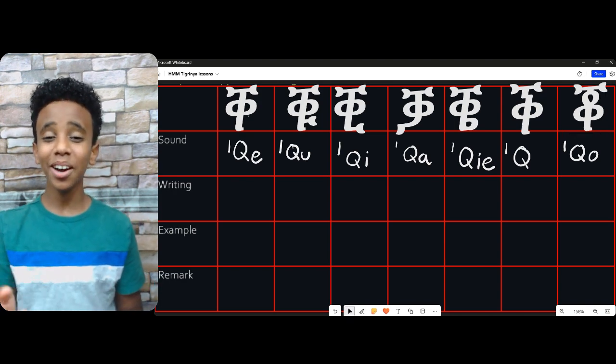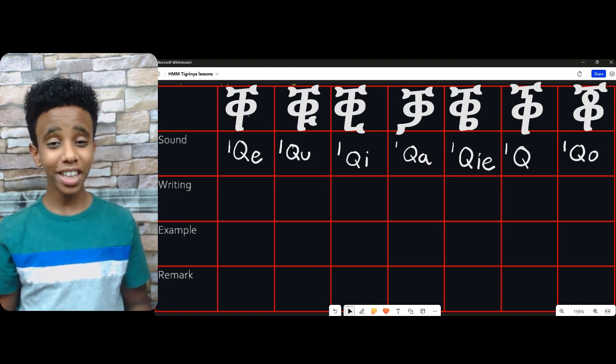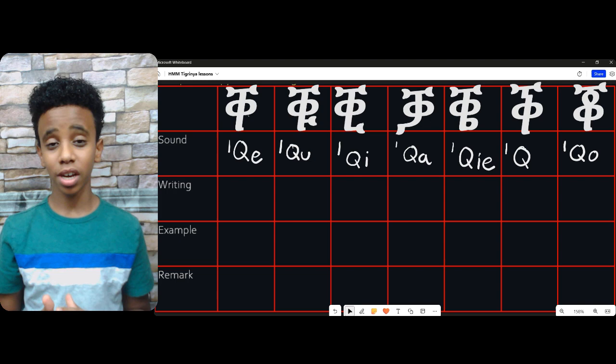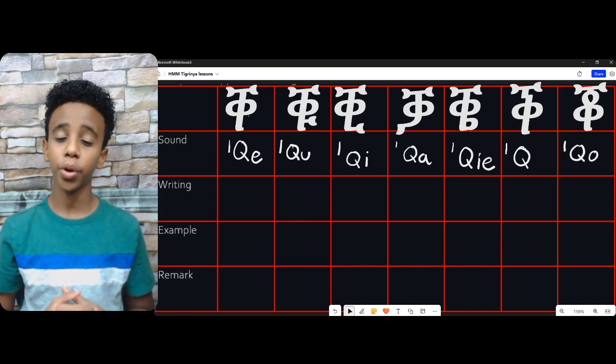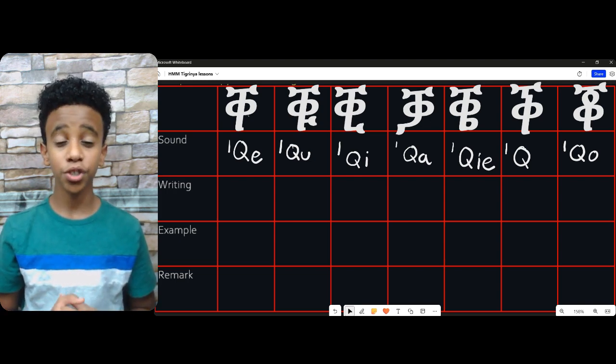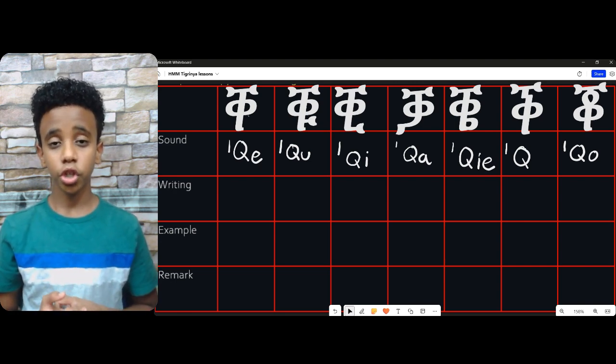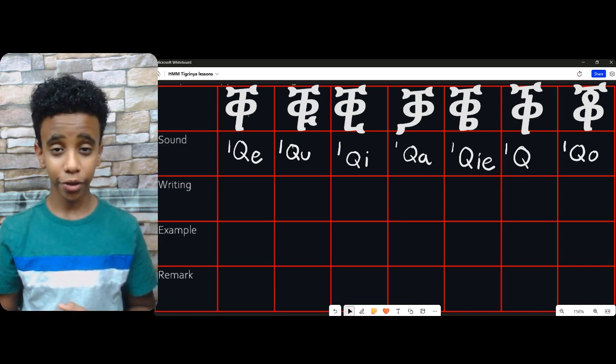Good job! You now know how to pronounce the Tigrinya letter set of Q. Now, I know that this is one of the challenging letter sets, at least the way you pronounce it, and so I'd advise you to take your own time to repeat these Tigrinya letters so that you can pronounce them properly and better.